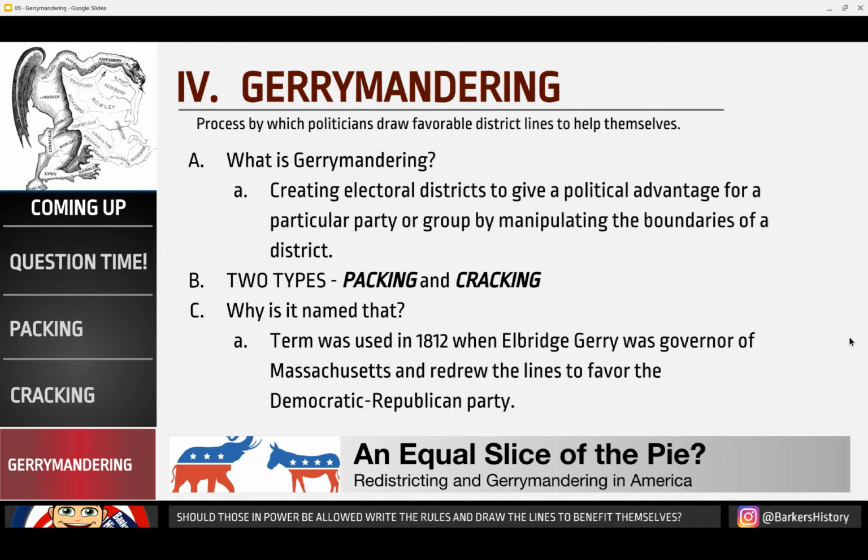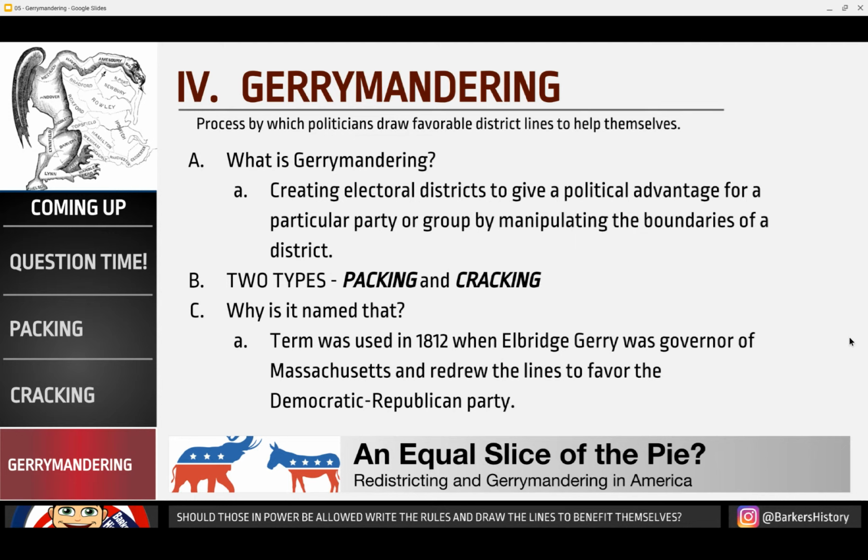Now, I'm going to use Ohio, because I'm teaching from Ohio, and so my students are going to be the most familiar with the places I'm talking about in Ohio. But this is not a thing that only happens in Ohio. But Ohio was pretty heavily gerrymandered in 2010, right? And so just to give us some context about what gerrymandering really is and where it comes from, because it's an interesting term, gerrymandering is the process by which you draw these favorable district lines to help one party or another, right? And so you create these electoral districts that manipulate the boundaries of the district.